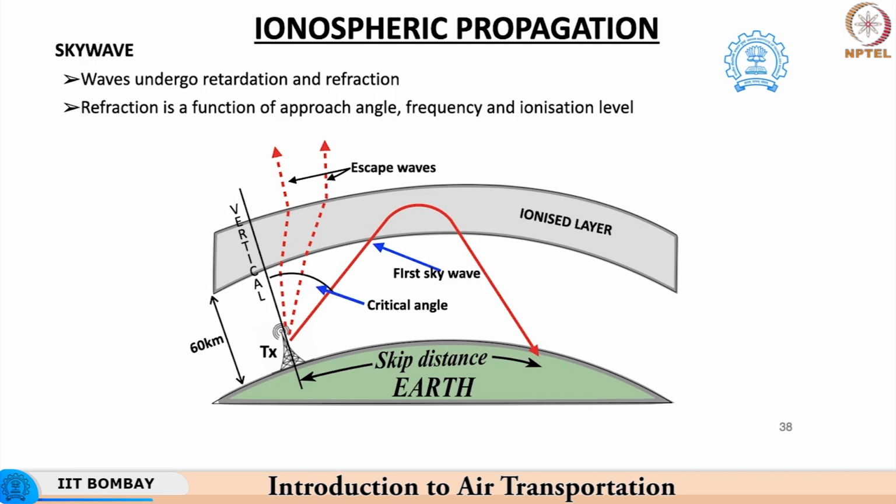The angle at which such a first sky wave occurs is called the critical angle, and subsequently, as more and more signals approach with higher approach angles, more sky waves will reach. This is the way sky waves actually propagate.